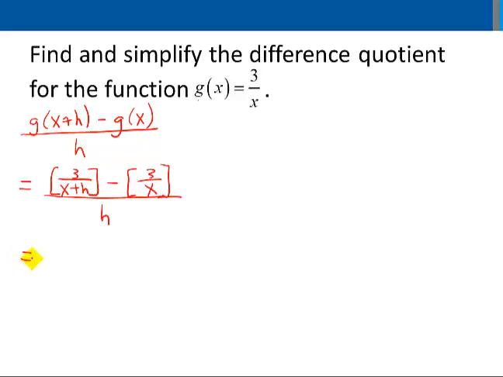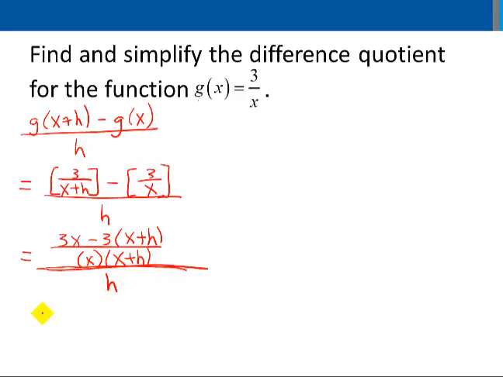There are a couple of different ways we could go about simplifying here. I think what I'll do is create one fraction in the numerator, which would mean that in the numerator I will have a common denominator of x times x plus h. To put our first 3 over this common denominator, I will need to multiply by x. To put the second 3 over the common denominator, I will need to multiply that by x plus h. And we'll leave the h in the main denominator as it was.